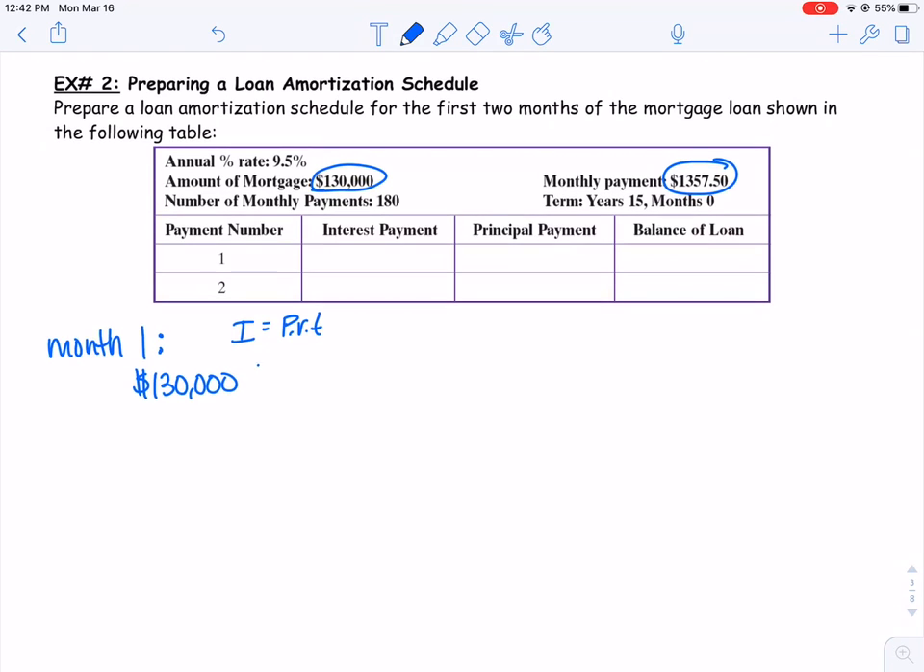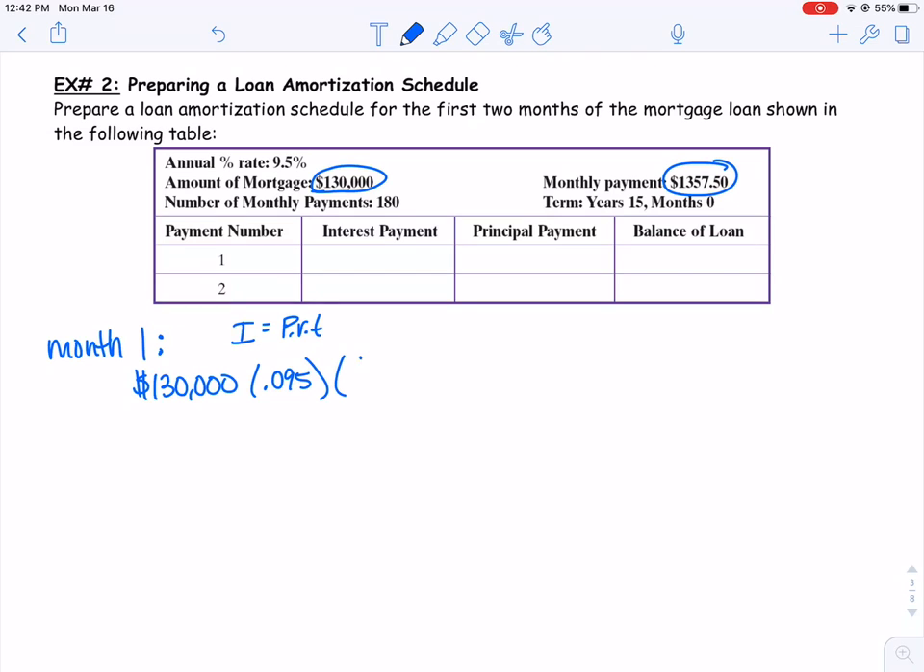So if my principal amount is $130,000 and my interest rate is 9.5%, or 0.095 as a decimal, and I want to do it for 1 month, remember I'm just going to make the payment on this amount for the first month. I don't want to put 1 there because remember that T would be years and I don't want to do it for 1 year. I want to pay this payment just for 1 month. So I'm going to say 1 out of 12, 1 month out of 12. So I'm going to calculate how much interest is going to be accumulated on this amount.